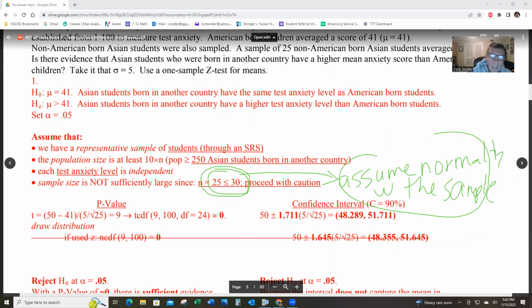You have to assume it's normal. I don't know if I would worry about that so much. So 25 is, it's all about normality. If it's over 30, then the central limit theorem is going to guarantee us normality. I would write assume normality with the sample.